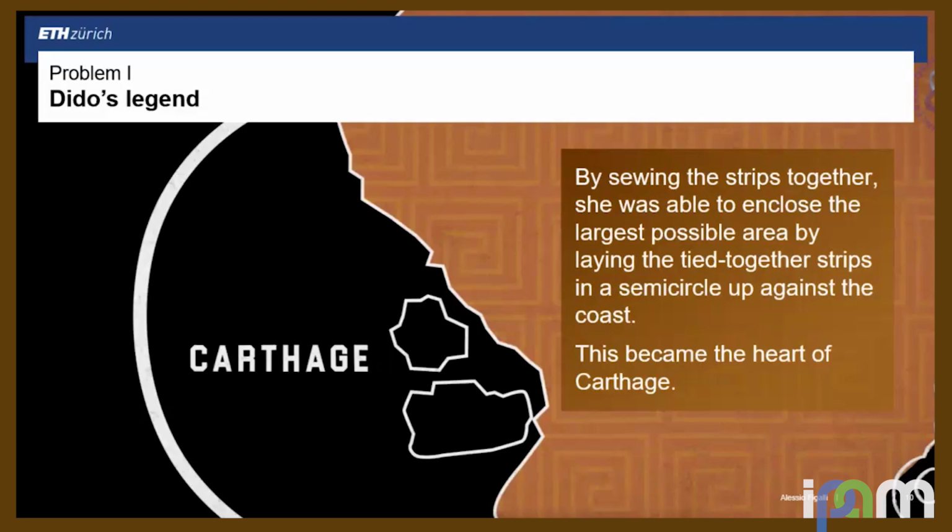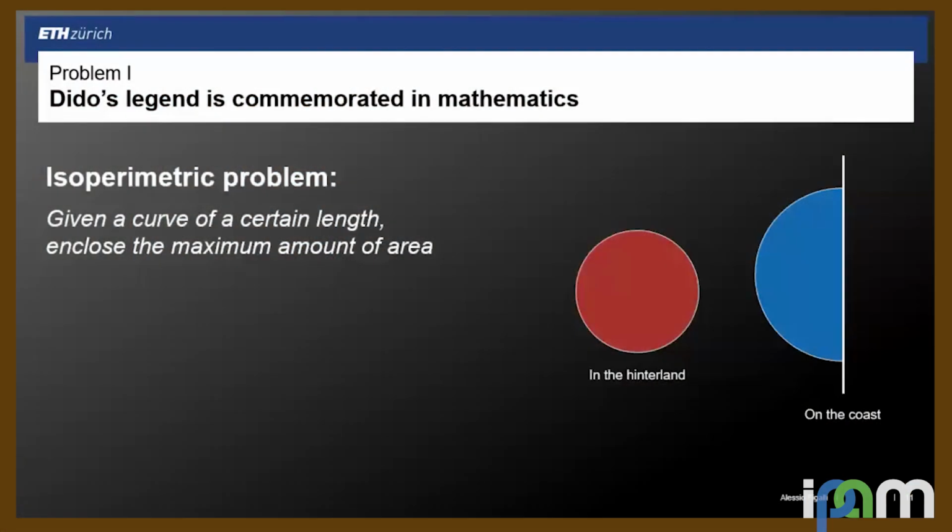Good. So you see, essentially what Dido did, I guess, was she solved a mathematical problem without knowing that, because she was just trying to do the following. Given a curve of certain length, enclose the maximum amount of area. Right? That's just a classical isoperimetric problem. Well, not so classical for her. And she understood the solution.